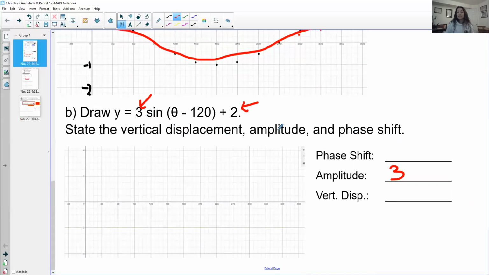This number back here is our vertical shift up and down. So this will be shifted up. And this one down here, it is negative 120. That means that it is a positive 120. Our actual value is plus 120 because there's a minus in our brackets, which means this will actually have a phase shift in the right direction. So phase shift will be right. I'm just going to put R, but you should put right 120 units, and we've got degrees on our x-axis, so 120 degrees. And then our vertical displacement is up and down. This would be 2 up.